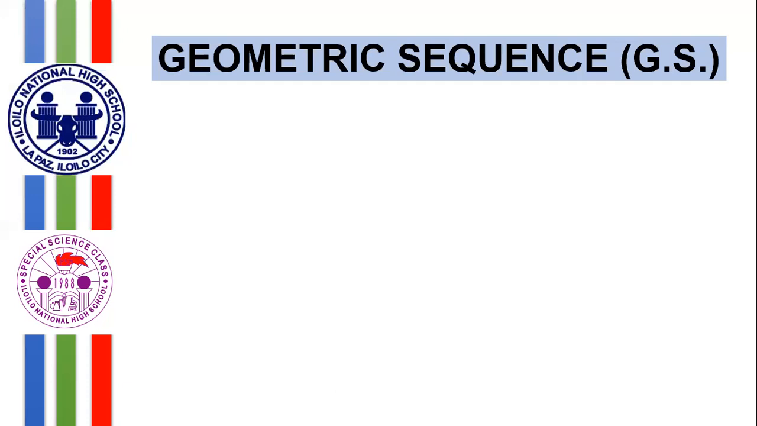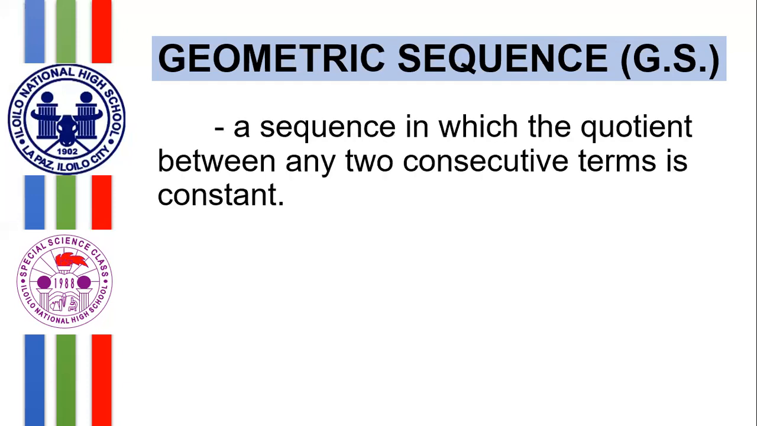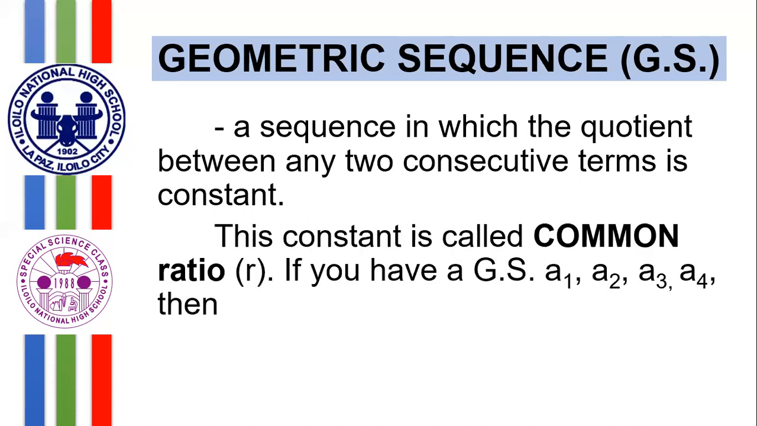So, as a quick recap, what is a geometric sequence? Let's call it GS for now. A geometric sequence is a sequence in which the quotient between any two consecutive terms is constant. This constant is what we call common ratio.